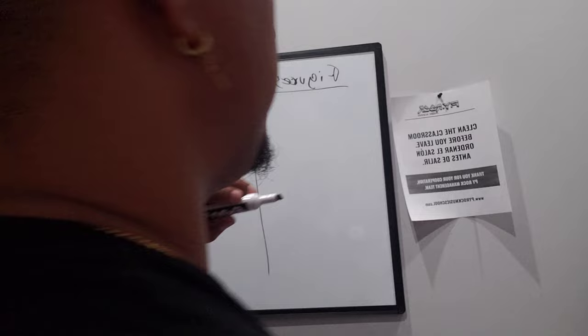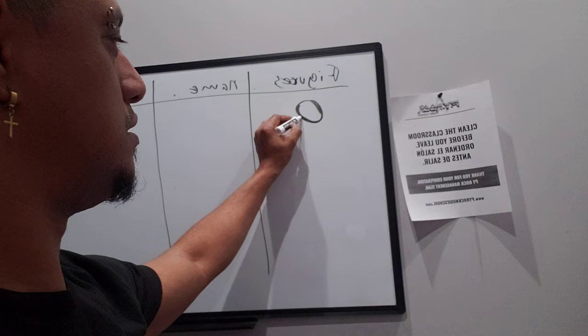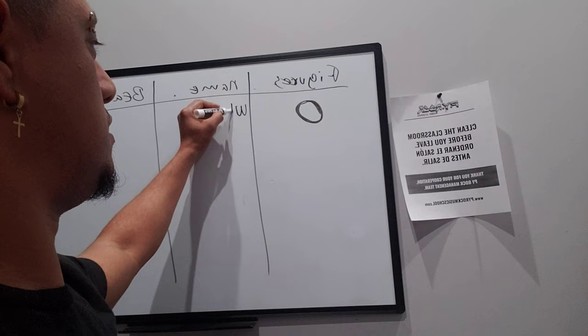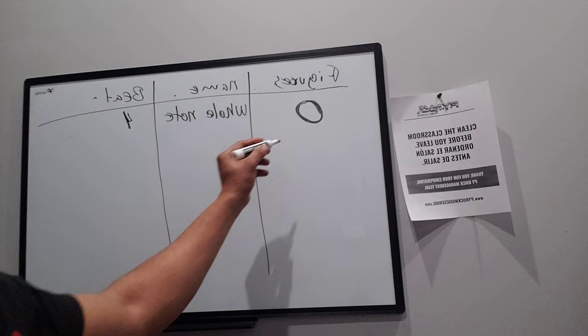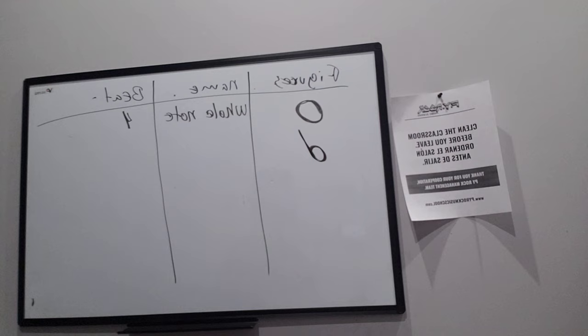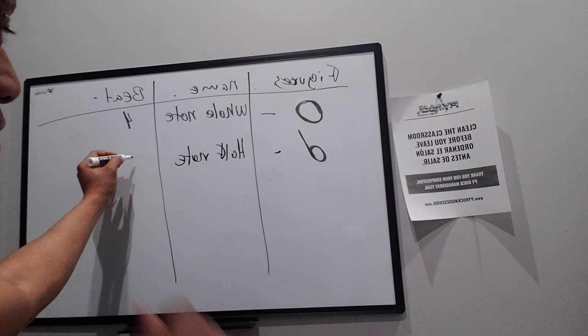The figure is one. The name is Whole Note, and the beat is 4 beats. Next one, the figure is this one. The name of this figure is Half Note. Its value is 2 beats.